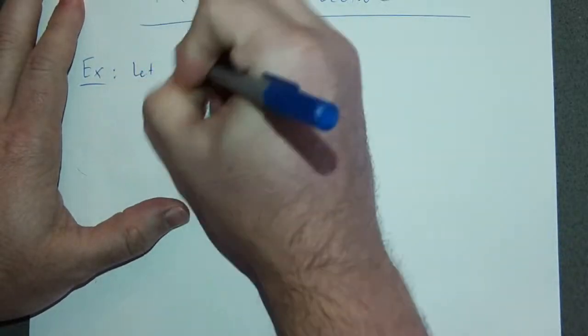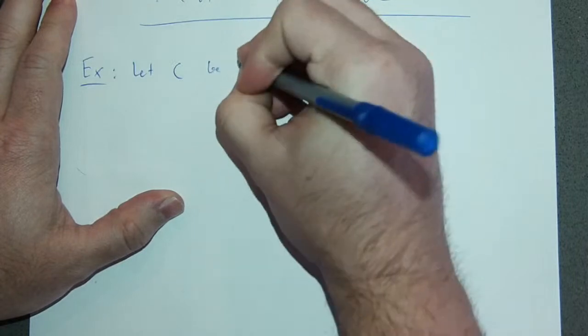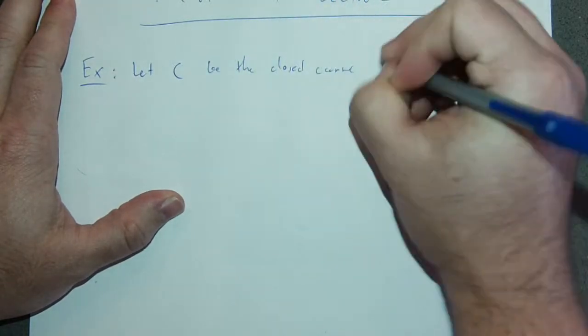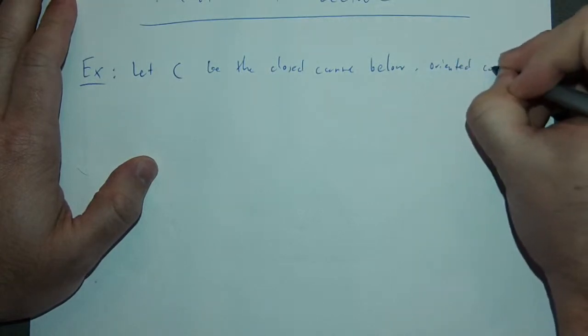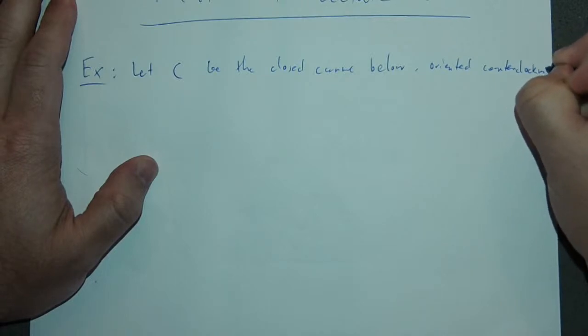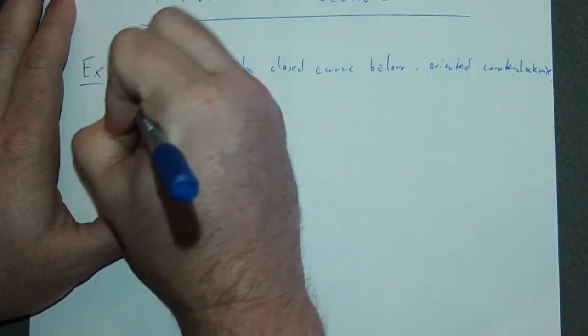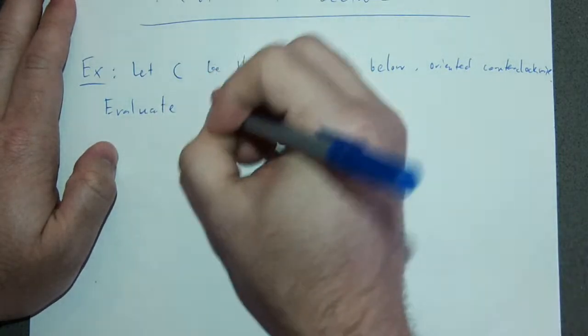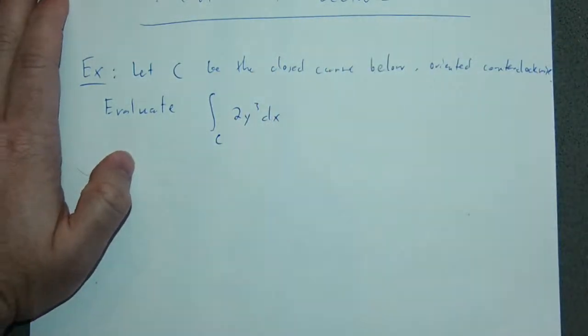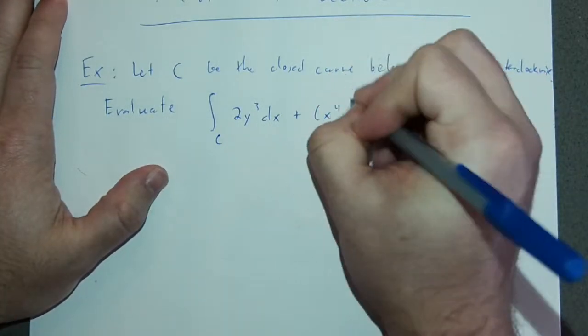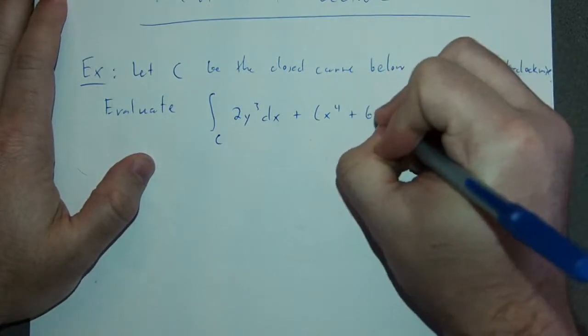But I wanted to do another example of using Green's theorem. So let's pick one right out of the book. Yeah, here's a good one. Let C be the closed curve below, oriented counterclockwise. I'll indicate that in the picture. Evaluate the line integral over this curve C of 2y cubed dx plus (x to the fourth plus 6y squared x) dy.